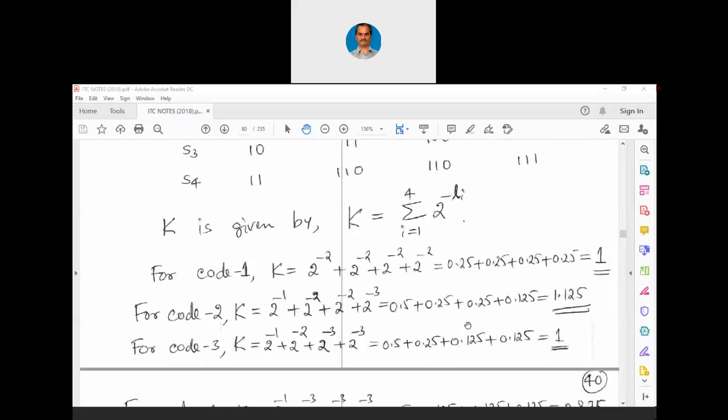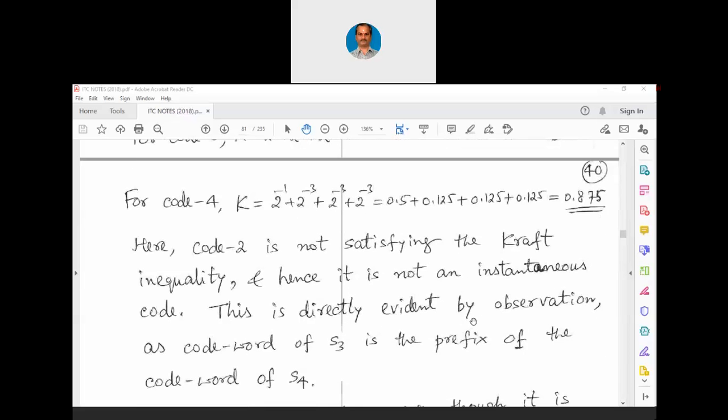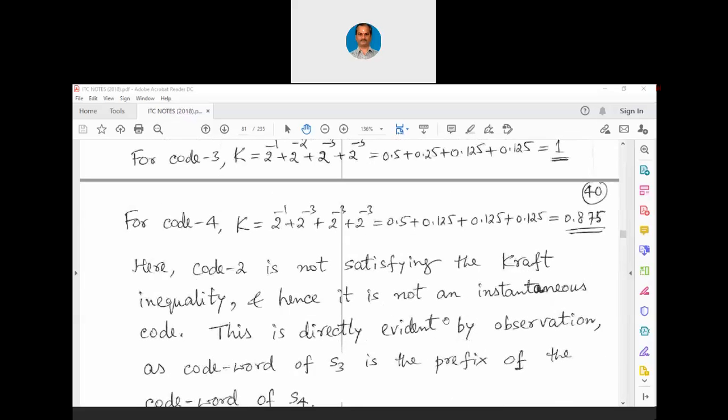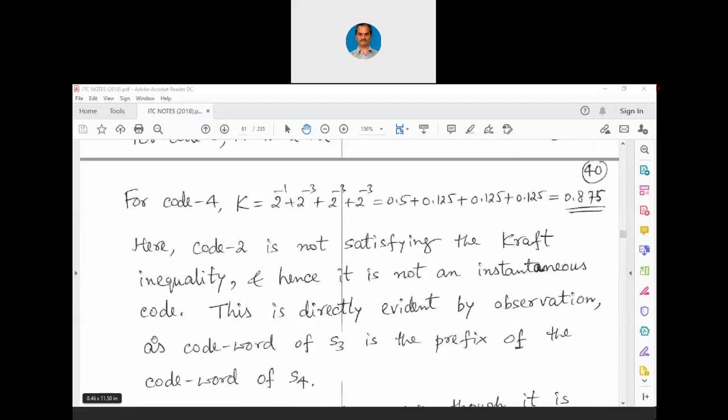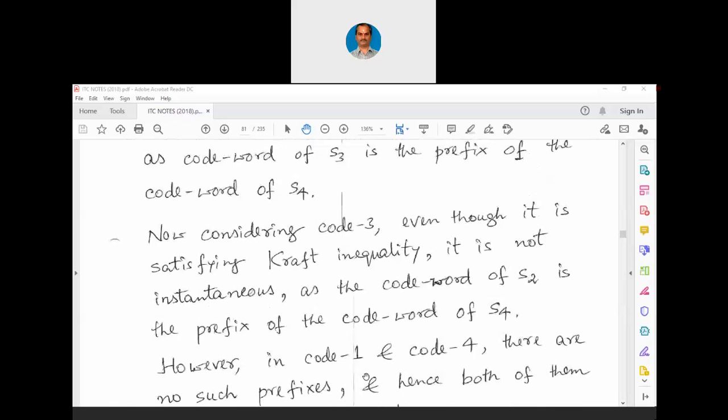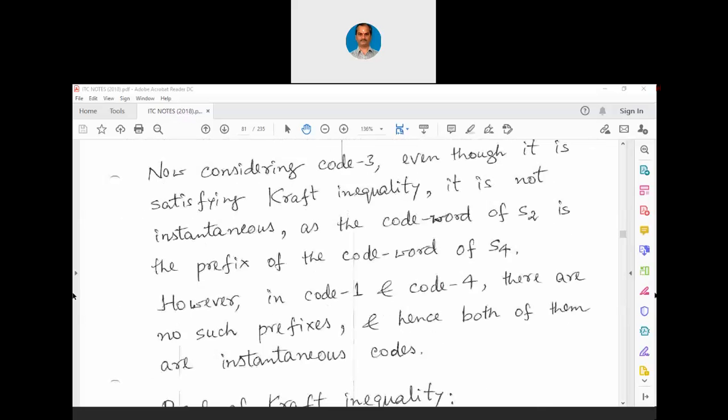So whatever I told, there is a brief explanation here. Code 2 is not satisfying the Kraft inequality, and hence it is not an instantaneous code. This is directly evident by observation, as the code word of S3 is the prefix of the code word of S4. Now considering code 3, even though it is satisfying the Kraft inequality, it is not instantaneous, as the code word of S2 is the prefix of the code word of S4. However, in code 1 and code 4, there are no such prefixes, and hence both of them are instantaneous codes. That is our conclusion till now.